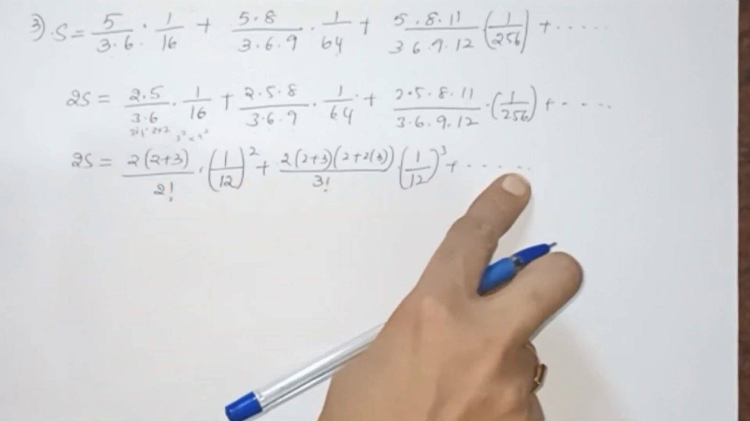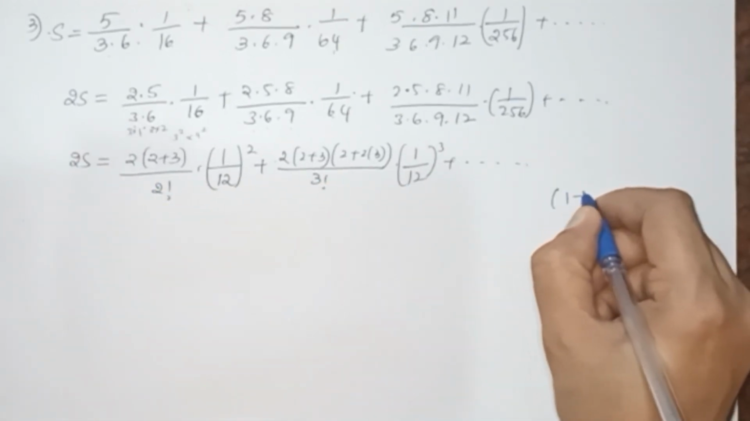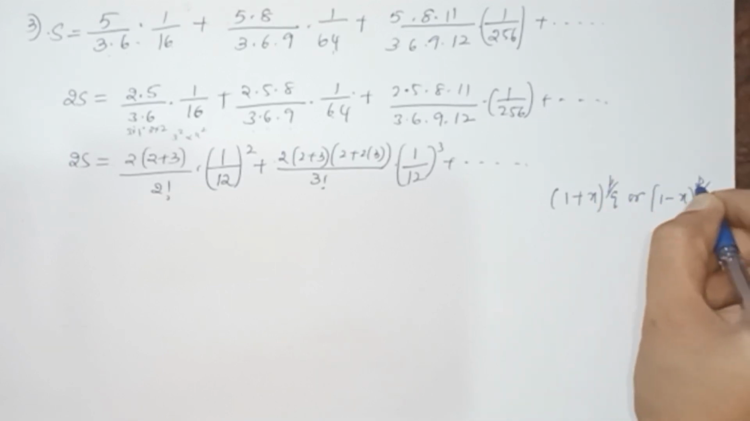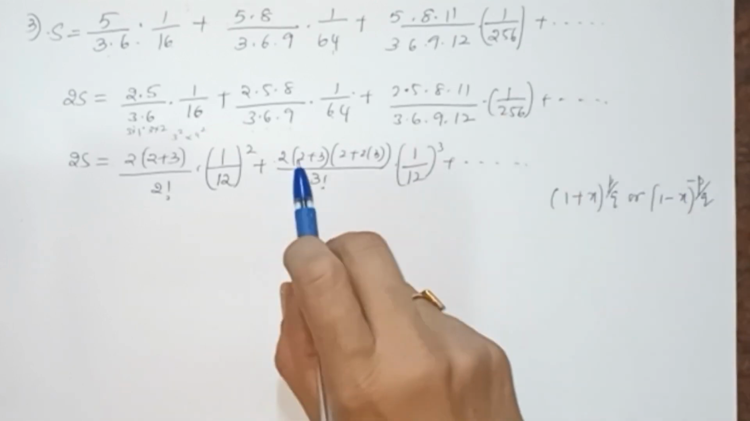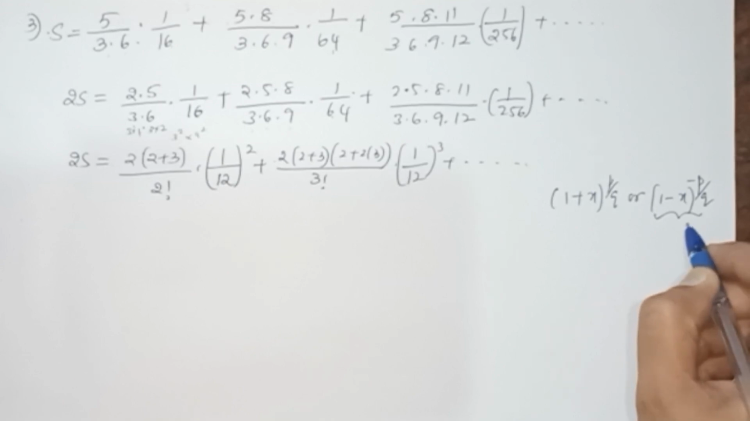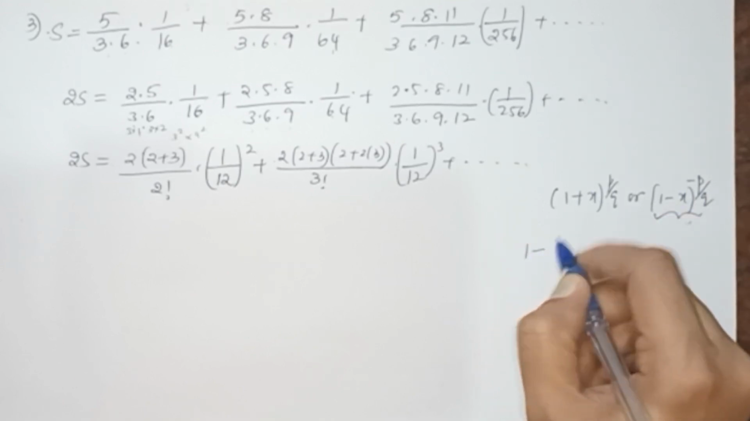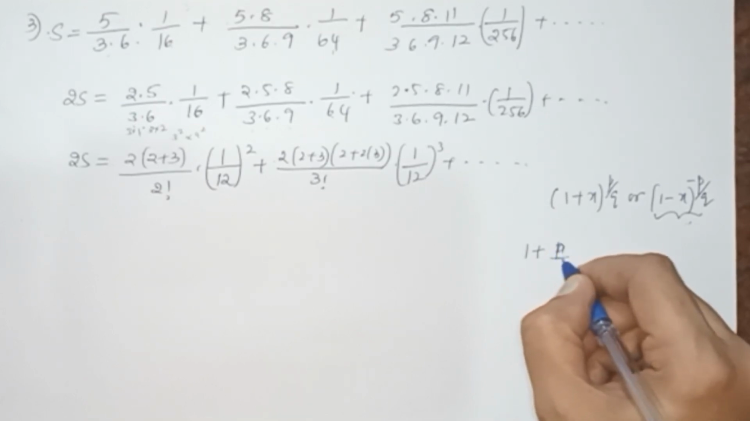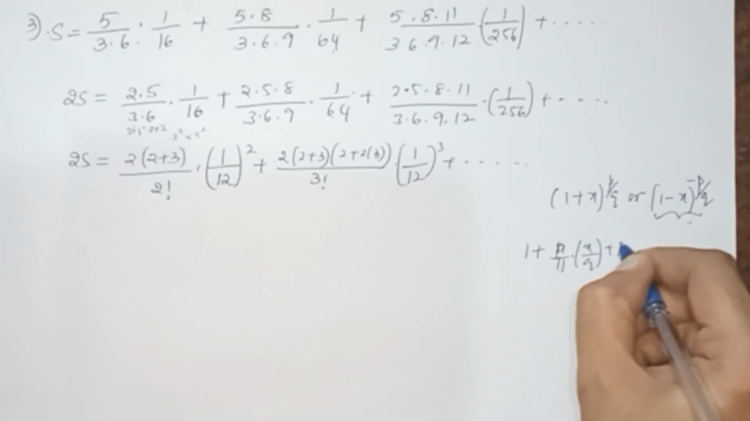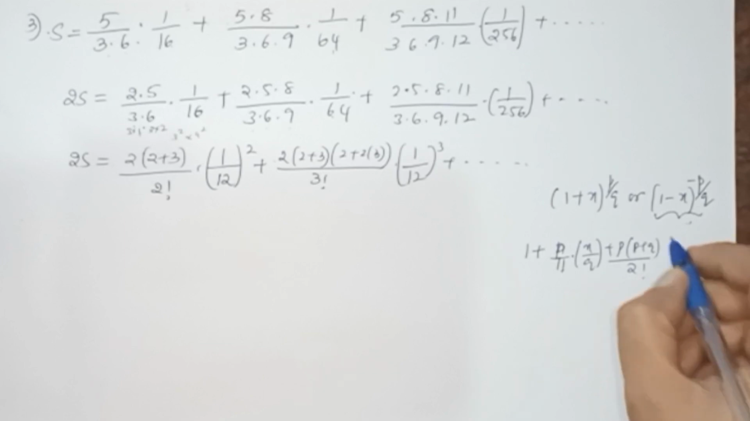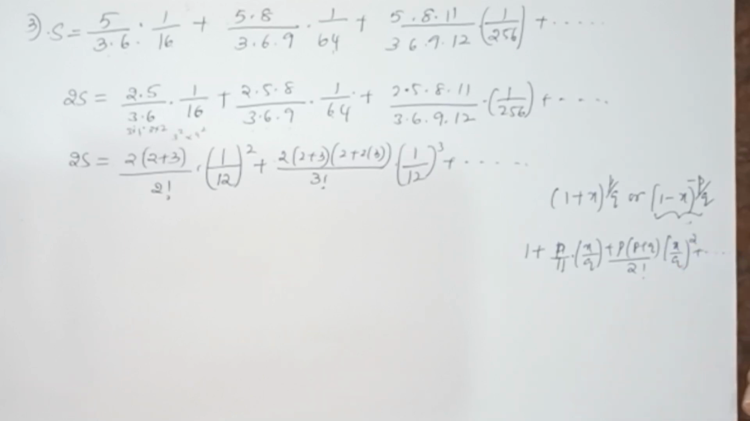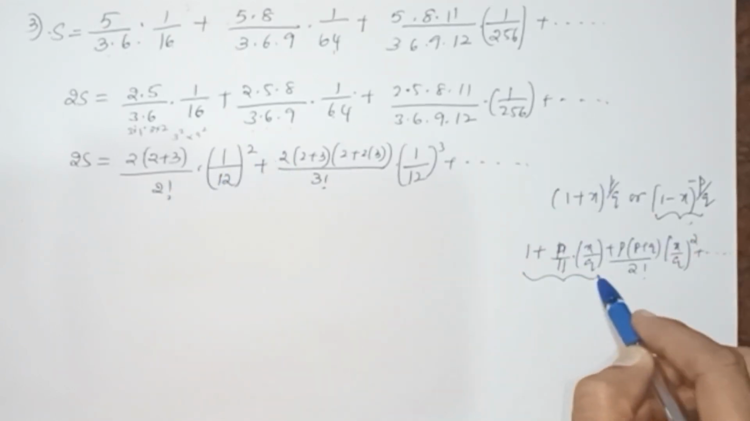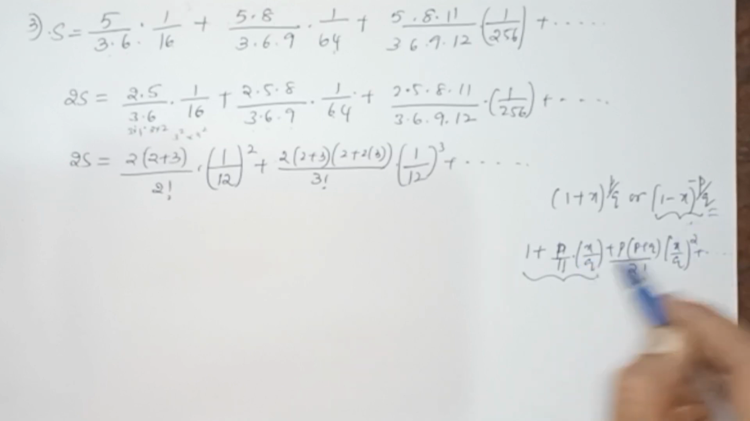Here all terms are positive, therefore you have either 1 plus x to the power p by q or 1 minus x to the power minus p by q. But as there is p plus q, the last one will come, the last formula. What is this formula? 1 minus x to the power minus p by q equals 1 plus p by 1 factorial into x by q plus p into p plus q by 2 factorial into x by q whole square plus so on. Now compare it with this formula. Here it starts with the whole square. These two terms are missing.